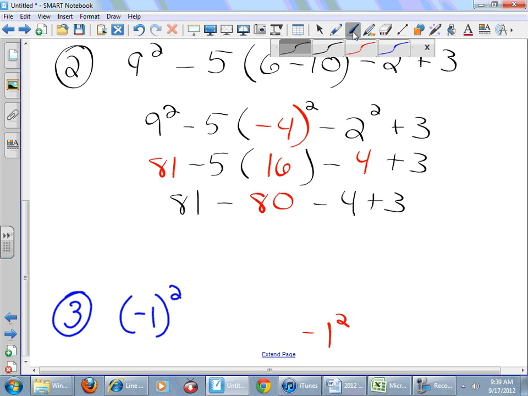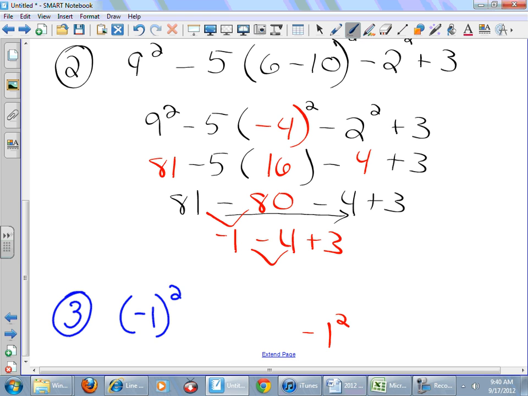Now we're all addition subtraction, so it's time to go left to right. And so when I do that, I will get 81 minus 80, which will be negative 1, minus 4 plus 3. Still going left to right. This will be negative 5 plus 3, and that will equal negative 2.